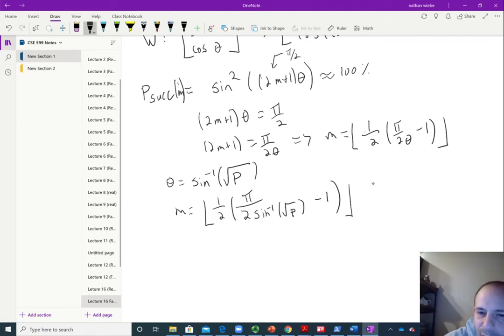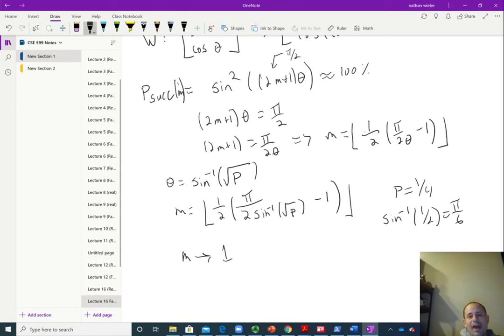So for example, if we have the magic success probability 1/4, then sine inverse of 1/2 is equal to pi by 6, and then m in this case would end up going to 1. So that's the largest non-trivial angle where we can get 100% success probability. Of course, we could still get it to succeed somewhere in between, but it then becomes probabilistic. Okay, so this basically is how amplitude amplification ends up working.